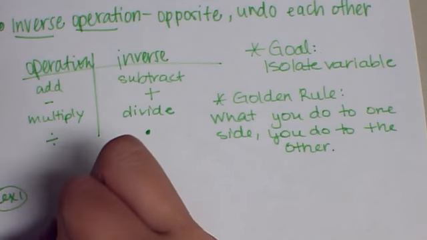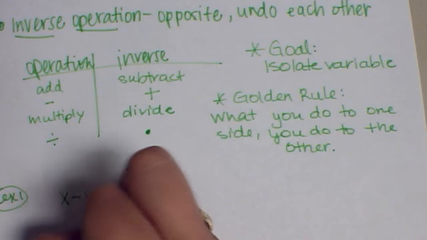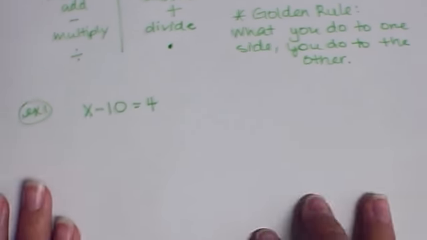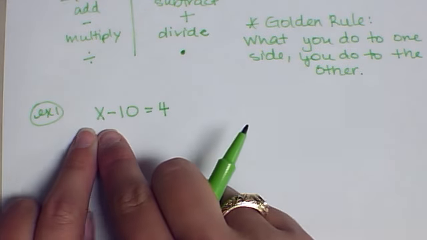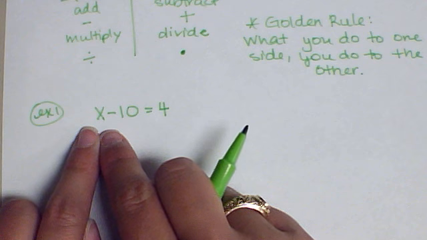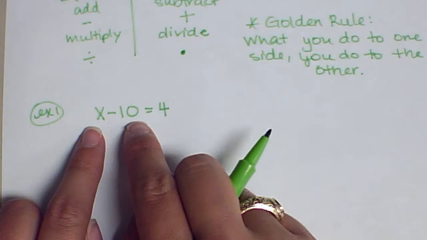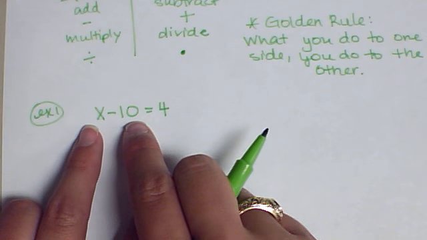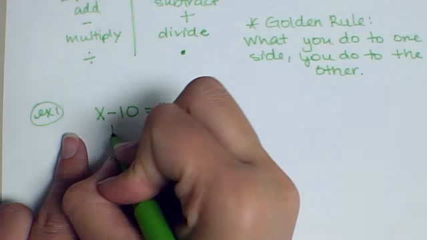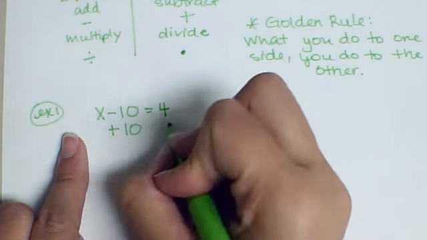Number 1, if I say x minus 10 equals 4, I want you to look at your variable x. Remember that our goal is to isolate the variable or get it alone. Ask yourself the question, what is happening to x? It's being subtracted by 10. Okay, subtraction. What's the opposite of subtraction or the inverse of subtraction? It's addition. So I'm going to add 10.